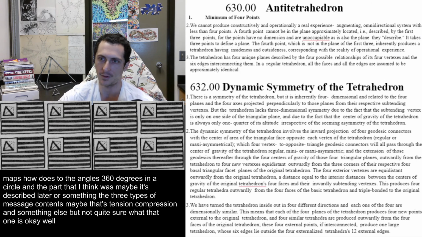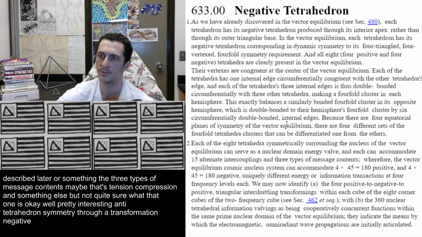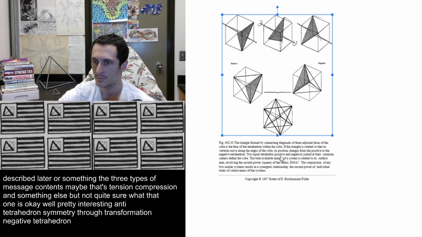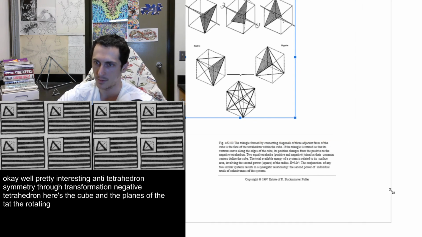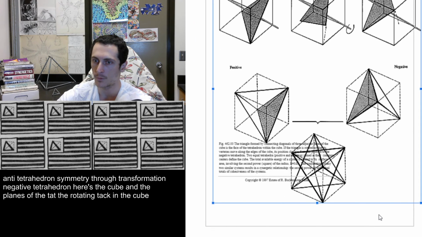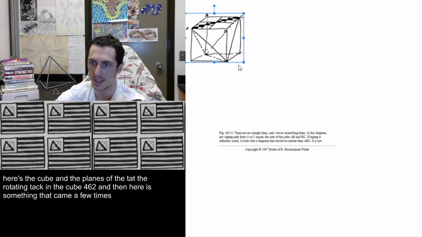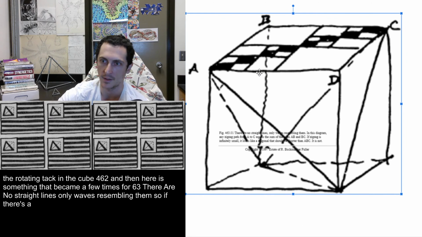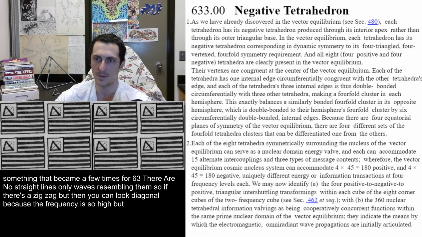Okay, well, pretty interesting. Anti-tetrahedron, symmetry through transformation, negative tetrahedron. Here's the cube and the planes of the tet, the rotating tet in the cube. 462. And then here is something that came a few times, 463. There are no straight lines, only waves resembling them. So there's a zigzag, but then it can look diagonal because the frequency is so high. But maybe for another time.